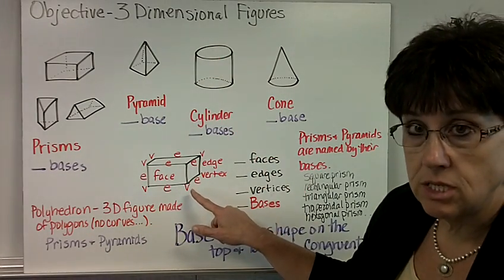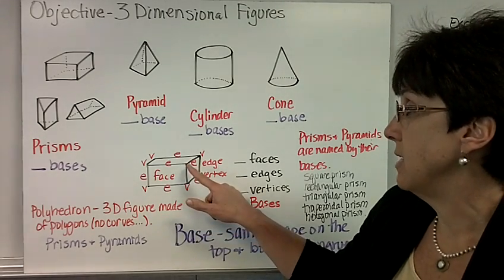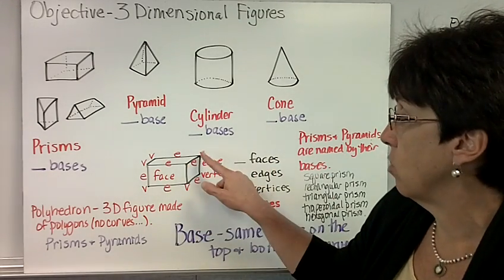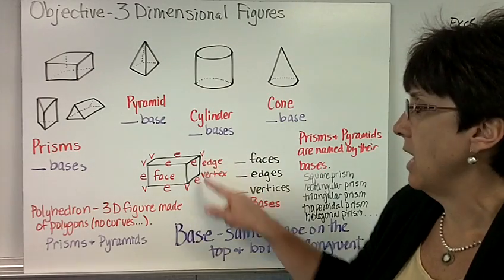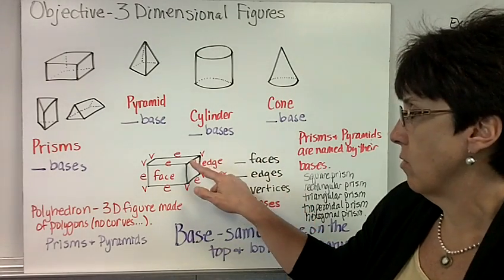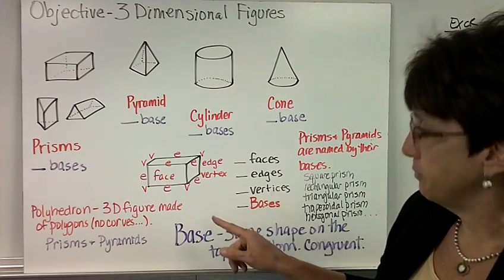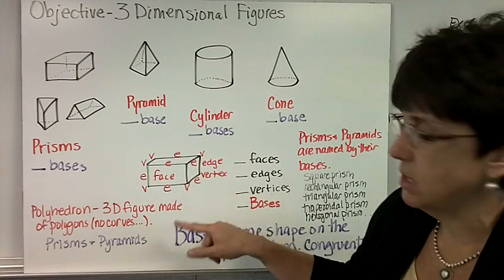The vertices are the corners where the edges of the faces meet. So I said edge, I didn't even talk about it. The edges are where the two lines meet. The vertices are the corners. So I put all the E's and V's on here.